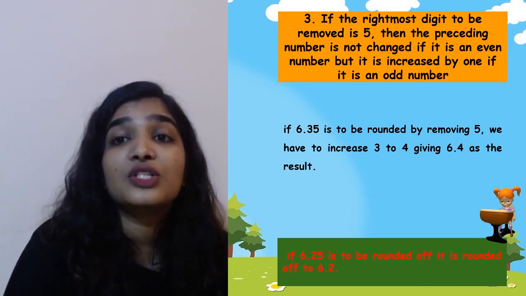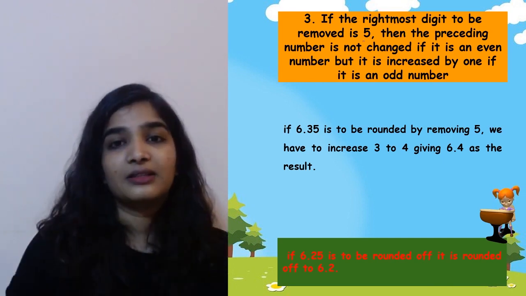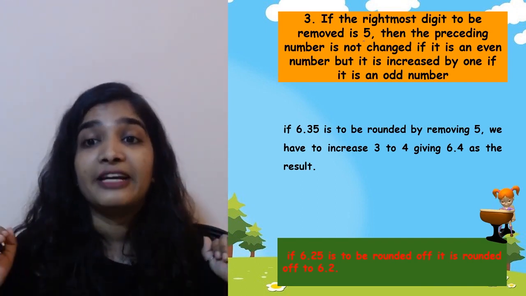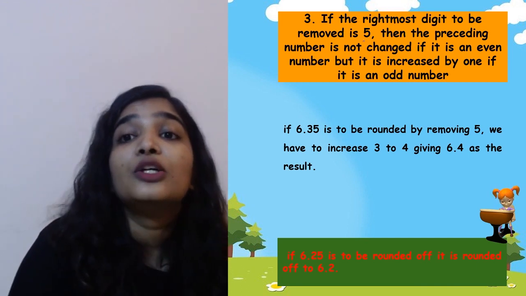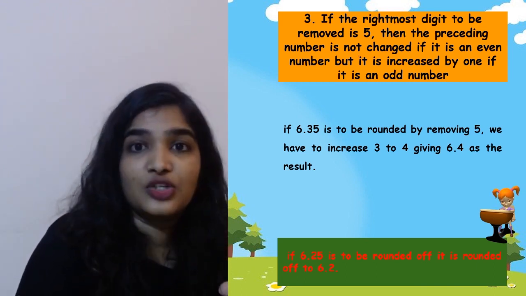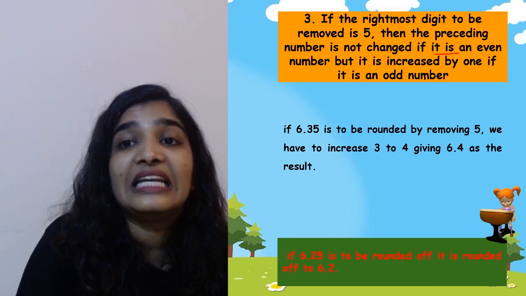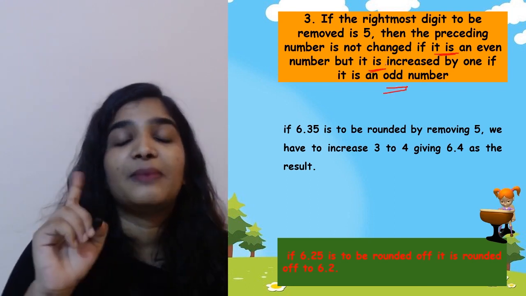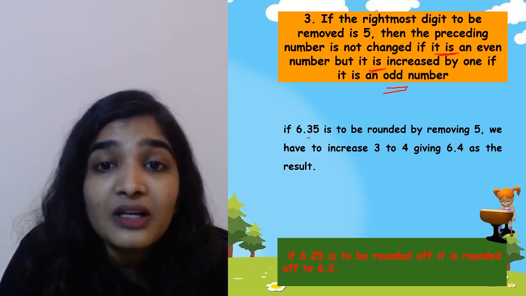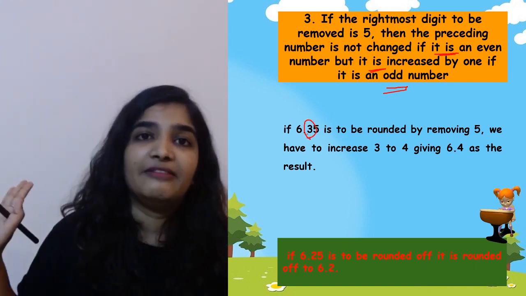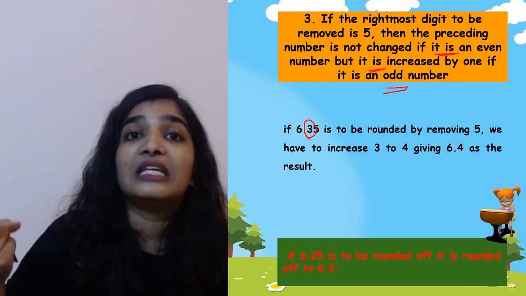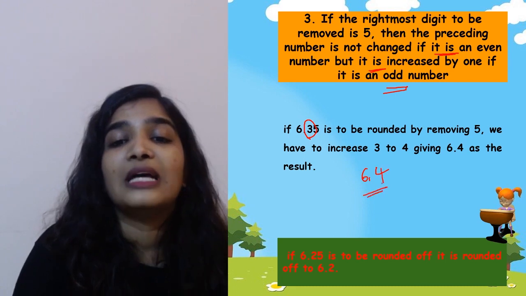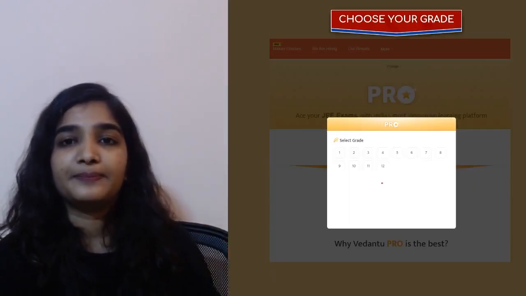If the rightmost digit to be removed is 5, it's not more than 5 and not less than 5, it is 5. Then what you have to do is, nothing will be changed if the preceding number is even, but if it's an odd number, it will be increased by 1. So if it's even, just leave it there. If it's odd, you have to increase by 1. Here 3 is odd, so we will write 6.4 as the rounded off number.